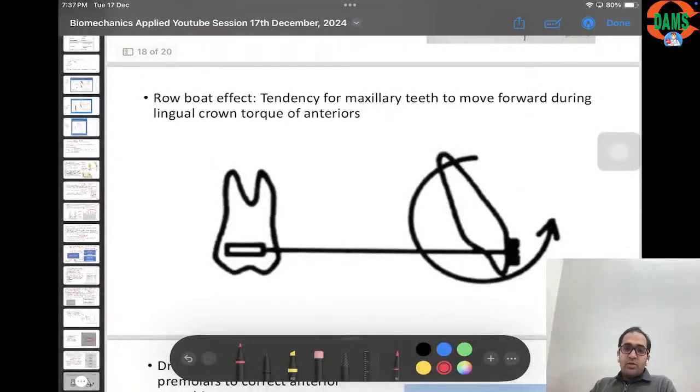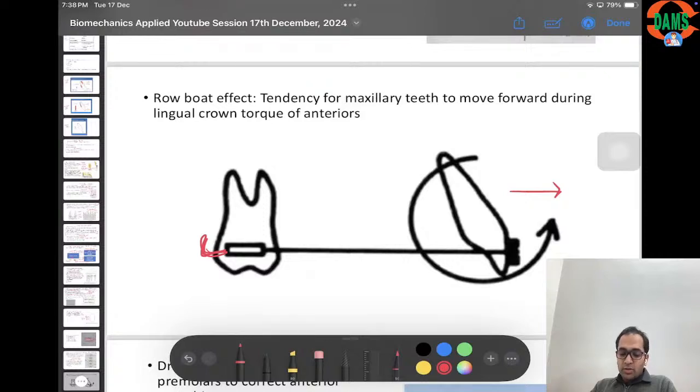The third effect is the rowboat effect. So what is a rowboat effect? If you remember what I mentioned in bend back, why we used to give bend back is this distal bending of the terminal wire. If we do not give it, what will happen? I just told you, the anterior teeth will procline. This is known as the rowboat effect.